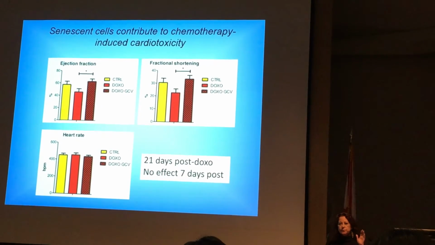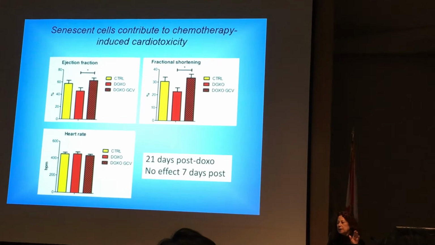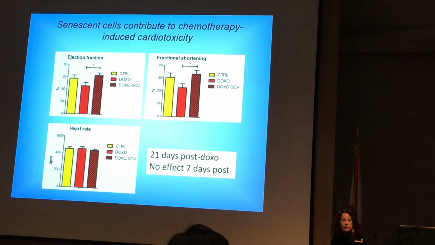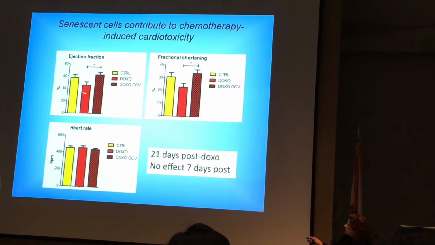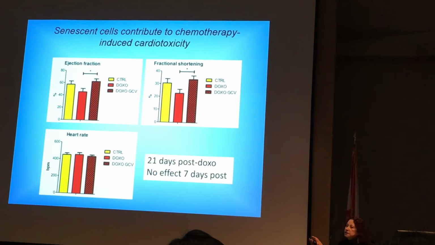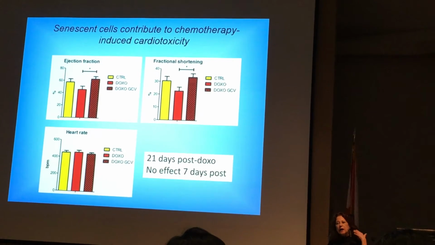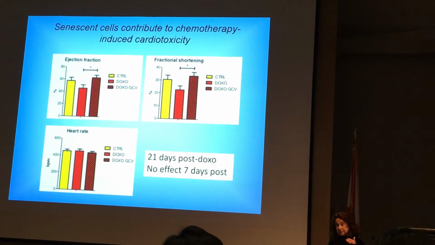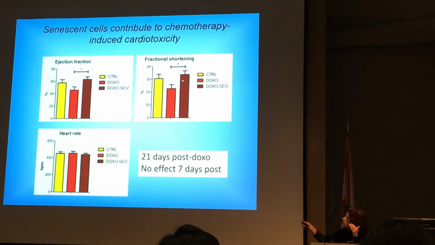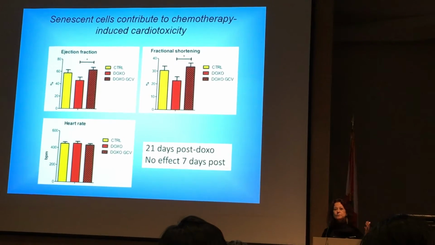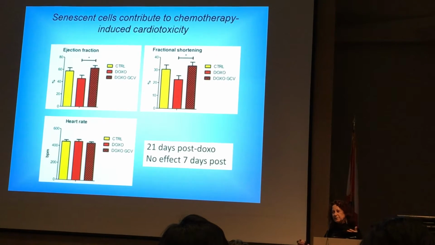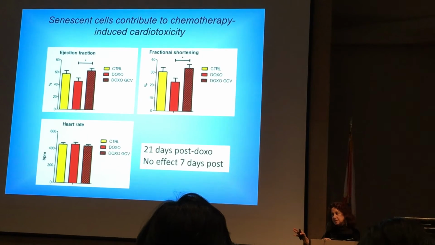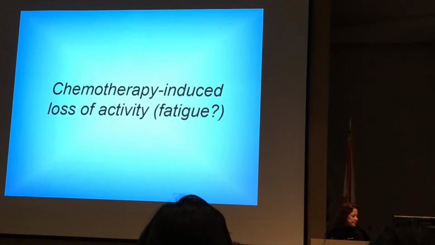And we can show that if we give the animals the chemotherapy and wait 3 weeks, by that time the animals have already shown a reduced heart function, and that's shown by a decline in ejection fraction and a decline in fractional shortening. If after the chemo, a few days after the chemo, we eliminate senescent cells with ganciclovir, we can prevent that cardiotoxicity. If we wait too long until after the heart defects have developed, we can't rescue. So this is preventing the cardiotoxicity, not necessarily rescuing the heart from the cardiotoxicity.